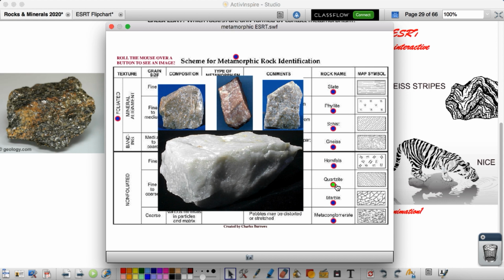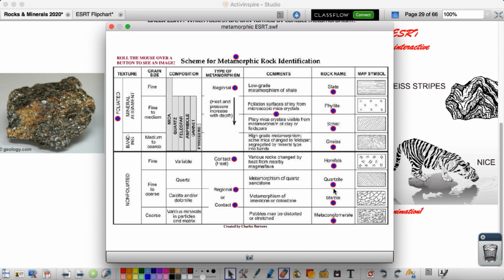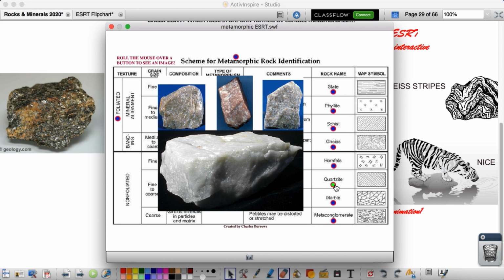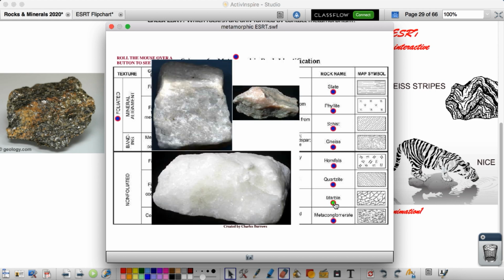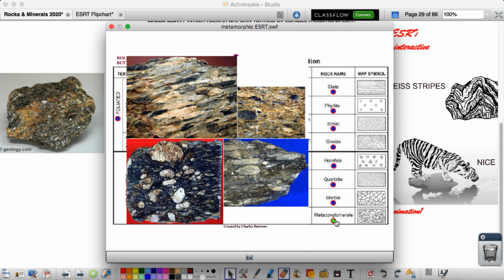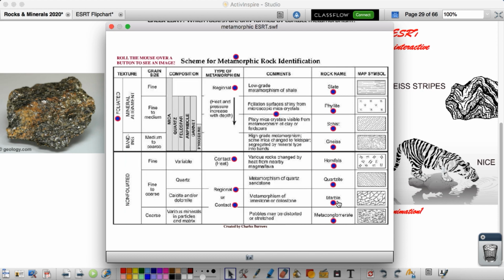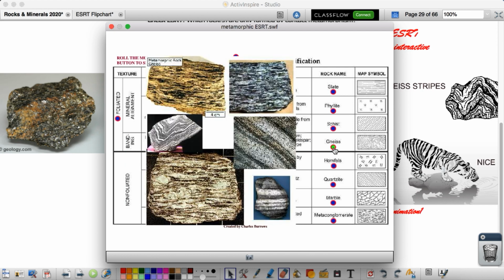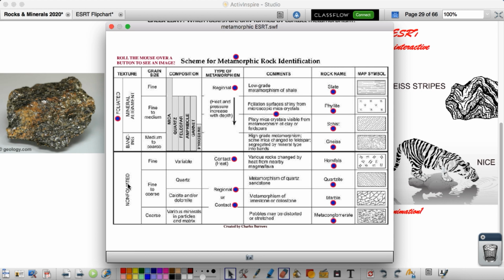The marble sort of resembles the limestone. It's just a little more sparkly, or a little more like a gemstone, a little clearer. That's the quartzite, which is on top. Very boring looking rock, but you don't see layers or flakes or anything like that. Marble resembles the limestone that it came from. And the metaconglomerate does resemble the conglomerate that it came from. It's just that the pebbles are distorted now. But you don't get those distinct lining up that you get with the foliated ones. So these non-foliated ones are a little more homogeneous, is the word that I would use.